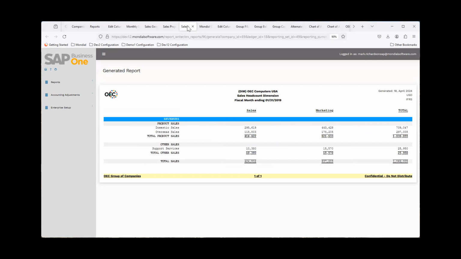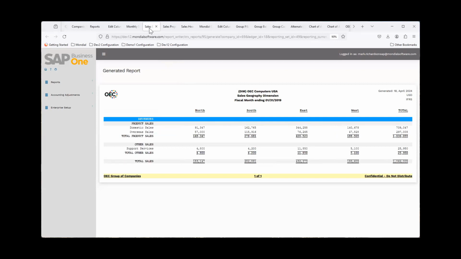In this report here, again, a similar layout, but a different column structure. Mondial is actually able to understand distribution rules from your underlying system. So in this example, we've got the same totals for sales, but this time they're broken down on a 40-60 split between sales and marketing, because that is the distribution rule that has actually been specified in the underlying system for these transactions that make up these balances.